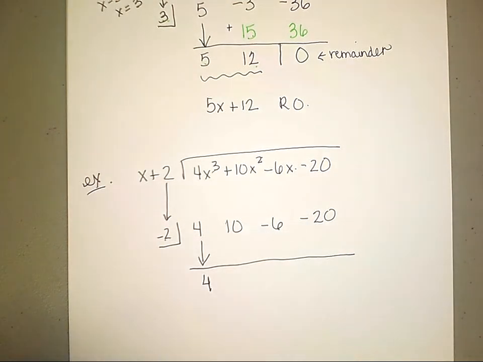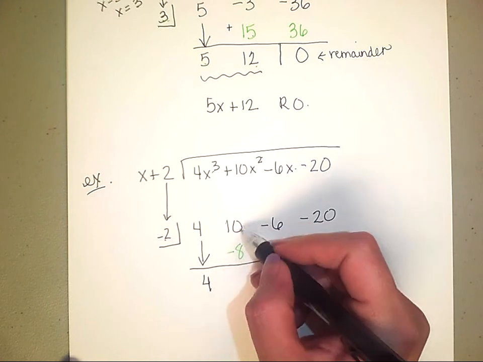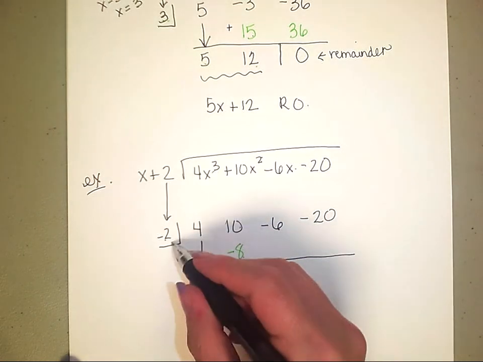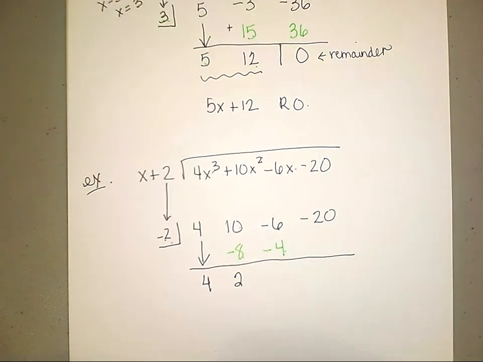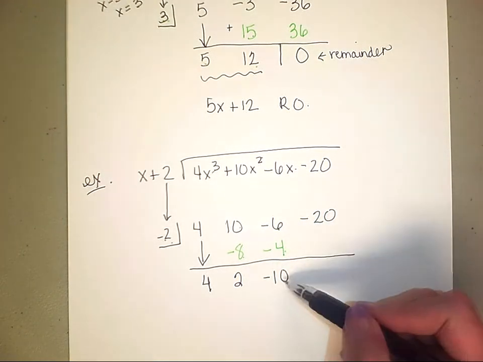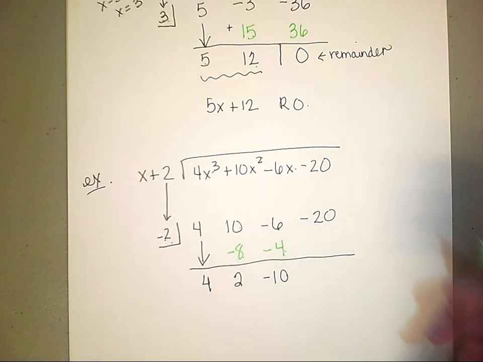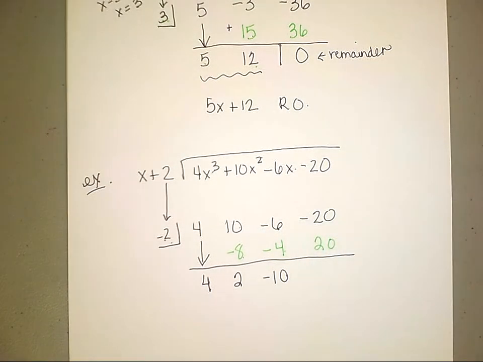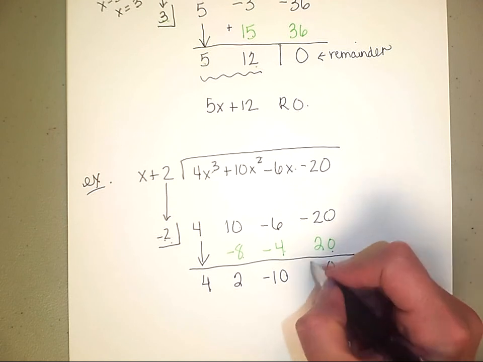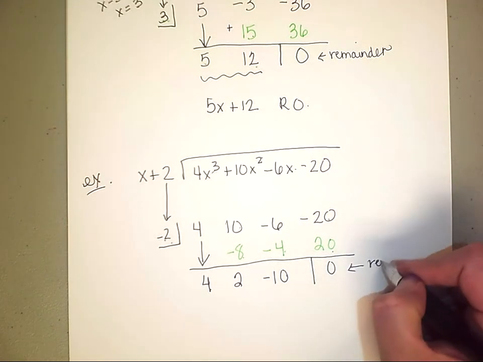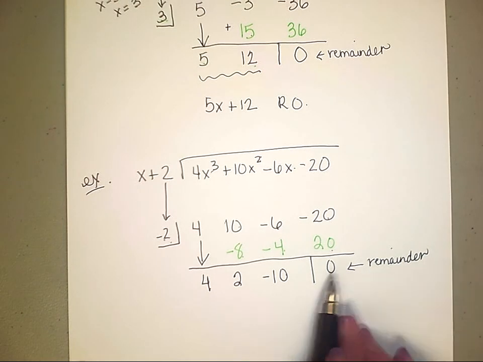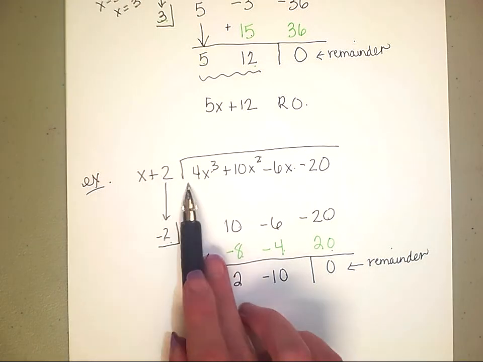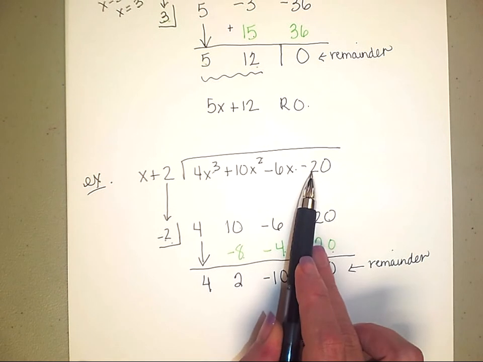4 comes down. 4 times negative 2 is negative 8. Then you add, so 10 minus 8 is 2. Then 2 times negative 2 is minus 4. And then you add, so that's minus 10. Then minus 10 times minus 2 is positive 20. Negative 20 plus 20 is 0. The last number is the remainder. Since the remainder is 0, we see that x plus 2 is a factor of all of this.